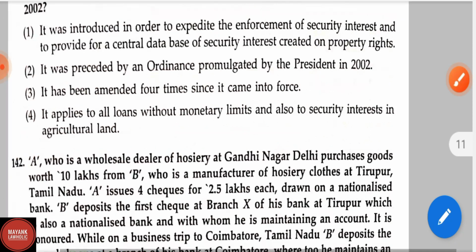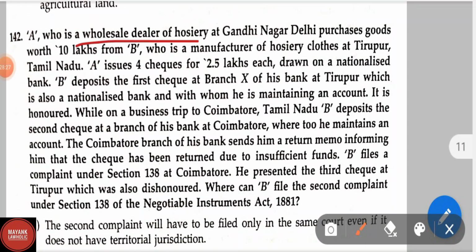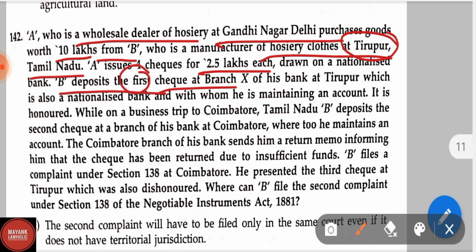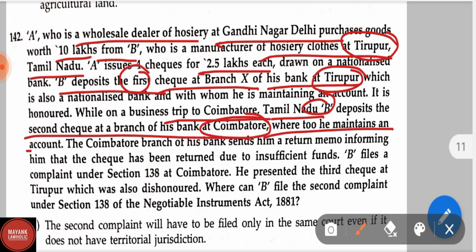Now let us see the question number 142. A, who is a wholesale dealer of hosiery at Gandhinagar, Delhi, purchases goods worth 10 lakhs from B, who is a manufacturer of hosiery clothes at Tirupur, Tamil Nadu. A issues 4 cheques of 2.5 lakhs each, drawn on a nationalized bank. B deposits the first cheque at the branch of X, his bank at Tirupur, which is also a nationalized bank and with whom he is maintaining his account. It is honored. While on a business trip to Coimbatore, Tamil Nadu, B deposits the second cheque at the branch of his bank at Coimbatore, where too he maintains an account.